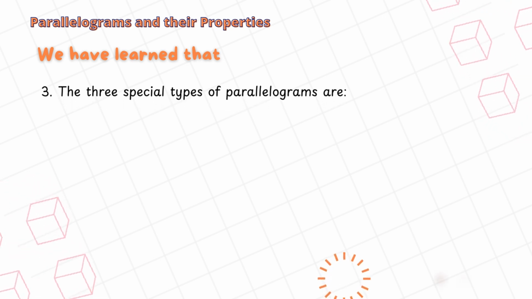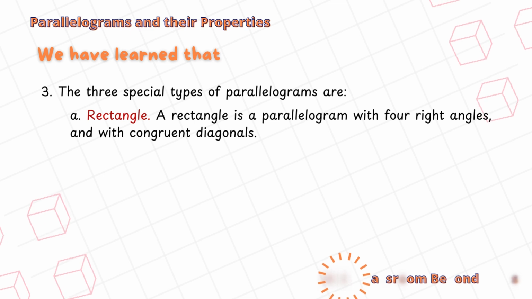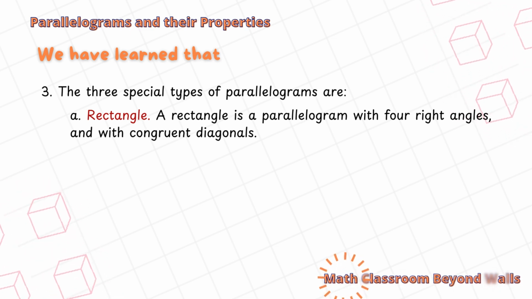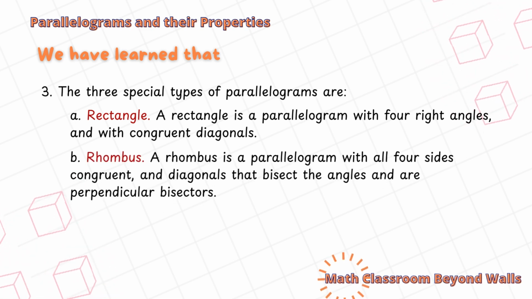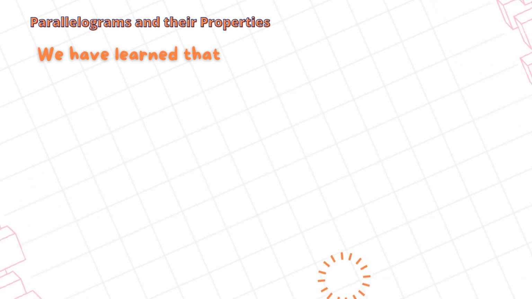Third, the 3 special types of parallelograms are rectangle. A rectangle is a parallelogram with 4 right angles and with congruent diagonals. Next, rhombus. A rhombus is a parallelogram with all 4 sides congruent and diagonals that bisect the angles and are perpendicular bisectors. Next, a square. A square is a parallelogram with 4 congruent sides and 4 congruent angles.